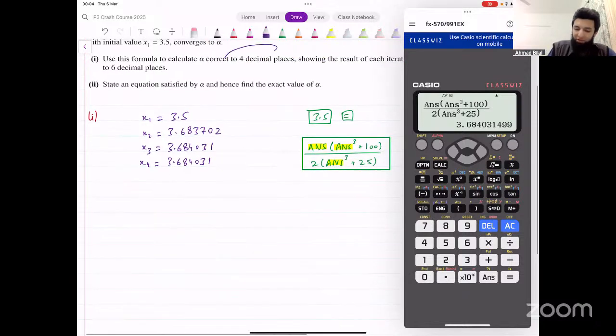You have to write down your final answer to 4 decimal places. What's the final answer going to be now? 3.6840. That is what the final answer is going to be. But now we have another problem here.